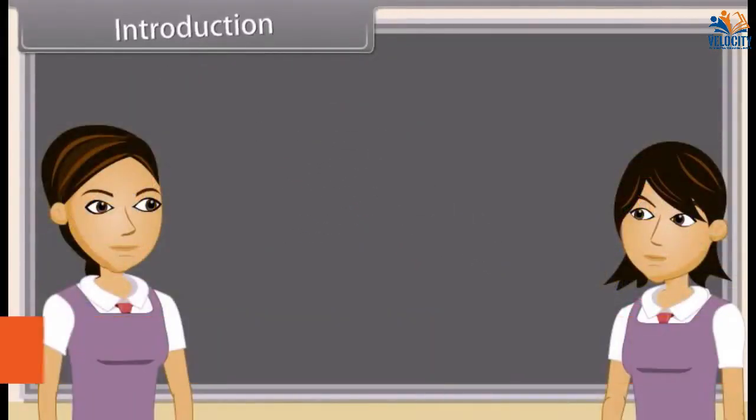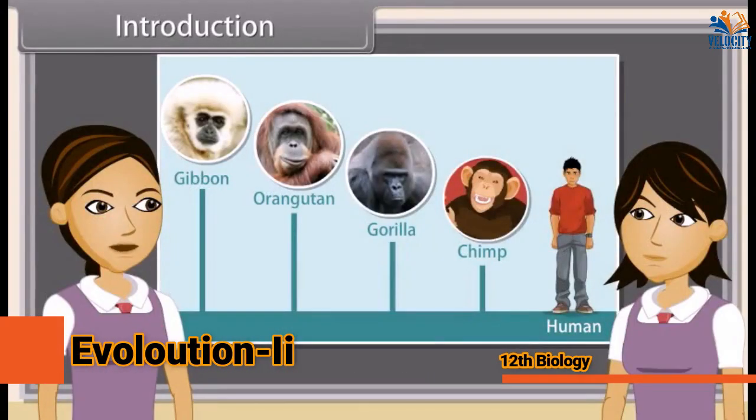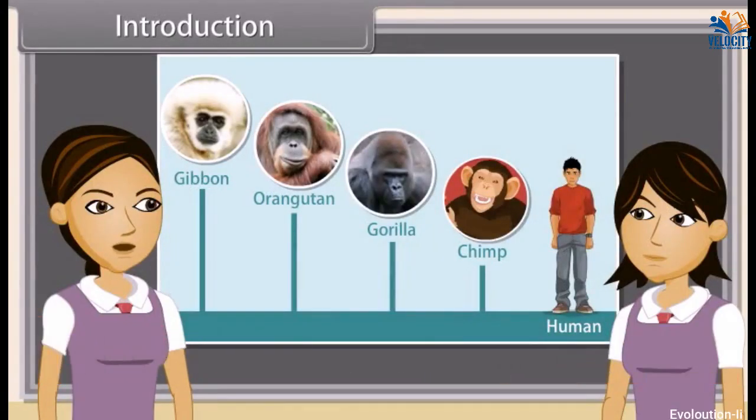Hey Sunita, look at this chart. What can you observe from this chart? It depicts that human, chimpanzee, gorilla and other two animals possess some similarities and differences. Yes. What is the basis of these similarities and differences? They have a similar body structure. Not exactly, but the basis for similarities and differences is evolution of these animals from common life forms.